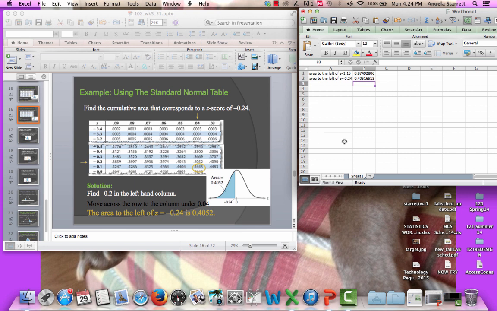I'm using area and probability interchangeably. That's what that shaded blue space is. So let's talk about interpreting this a little bit. The area to the left of negative 0.24 standard deviations is 40%.